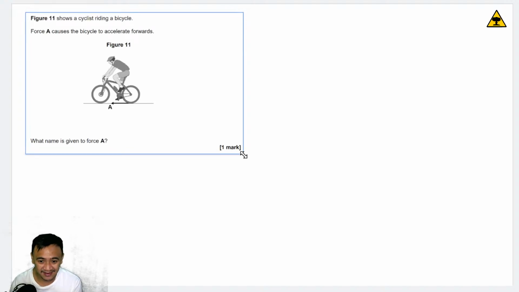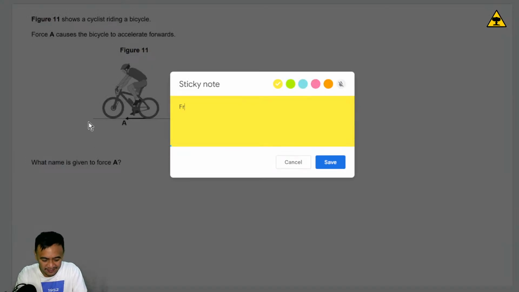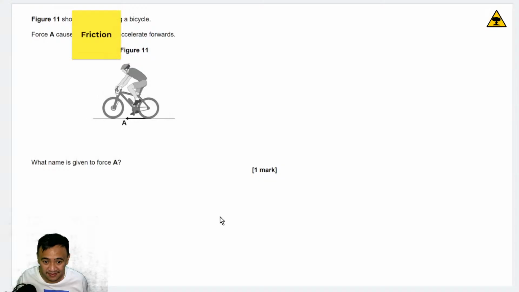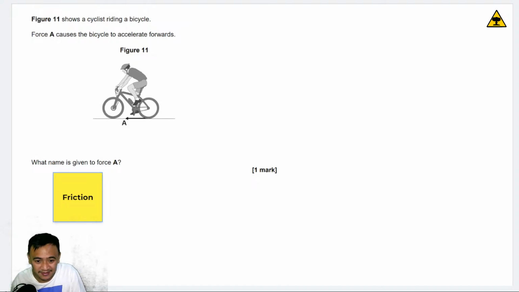You understand why it's friction, right? Because it's making contact, which means it's friction. If you think about it, this section of the wheel is moving backwards, right? So friction will oppose that motion. So the friction is actually the driving force. It's making it go forward.